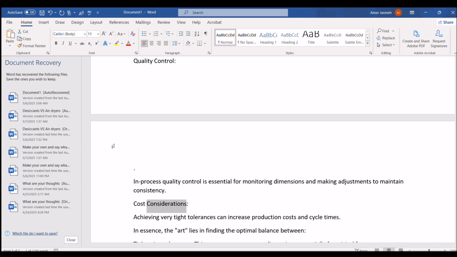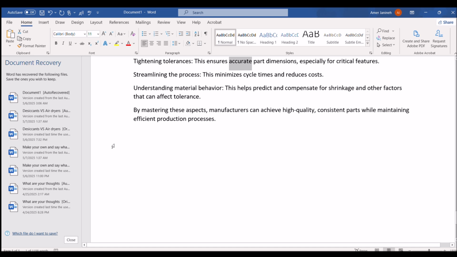Cost considerations. Achieving very tight tolerances can increase production costs and cycle times. In essence, the art lies in finding the optimal balance between tightening tolerances. This ensures accurate part dimensions, especially for critical features. Streamlining the process, this minimizes cycle times and reduces costs. Understanding material behavior, this helps predict and compensate for shrinkage and other factors that can affect tolerance. By mastering these aspects, manufacturers can achieve high quality, consistent parts while maintaining efficient production processes.